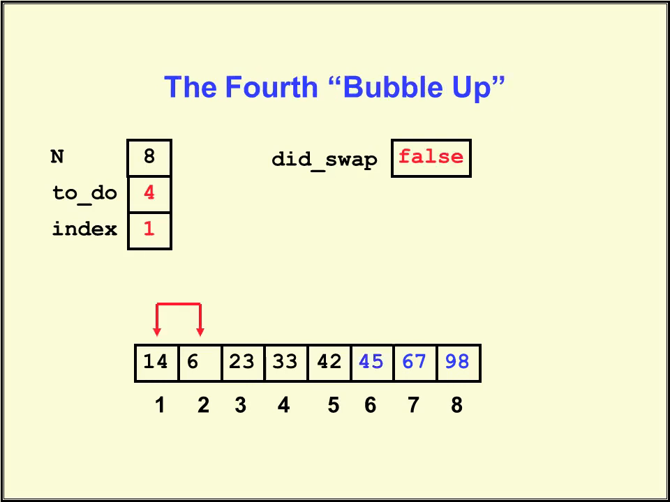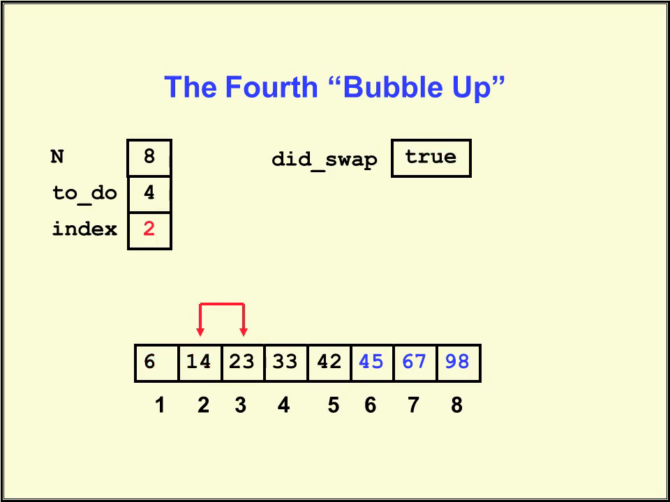In the fourth pass, we again start the comparison from the first index value. At the first index, the value is 14. So between 14 and 6, 14 is greater than 6. So swapping will occur and the index values of 6 and 14 will be changed.